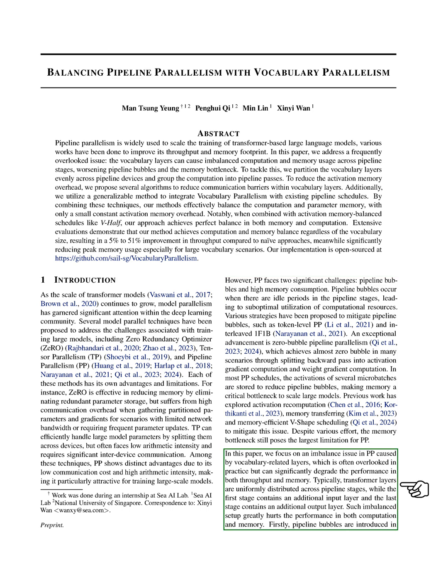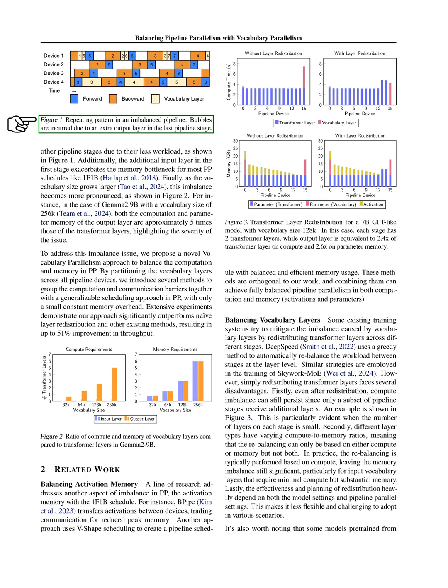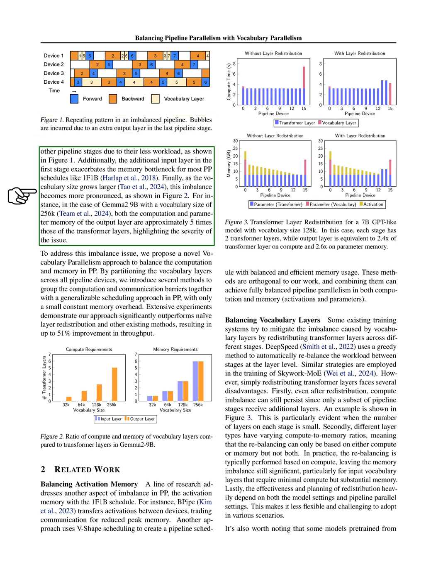We focus on an imbalance issue in PP related to vocabulary layers, which is often overlooked but can severely impact performance in terms of both throughput and memory. Typically, transformer layers are evenly distributed across pipeline stages, but the first stage has an extra input layer and the last stage has an additional output layer. This imbalance can lead to pipeline bubbles in other stages due to their lighter workloads. As vocabulary size increases, this issue becomes more pronounced. For instance, with a model like Gemma 2 9B and a vocabulary size of 256K, the output layer's computation and memory requirements can be about 5 times greater than those of the transformer layers, underscoring the problem.